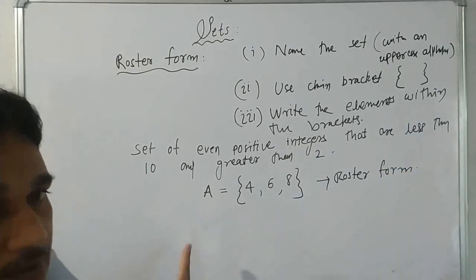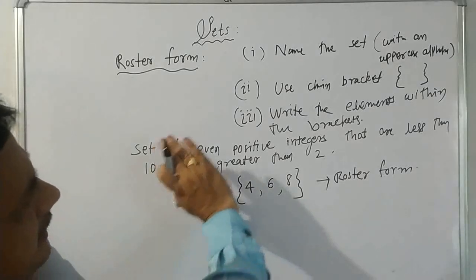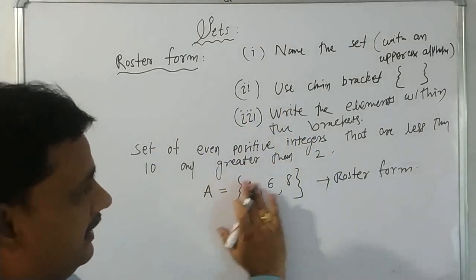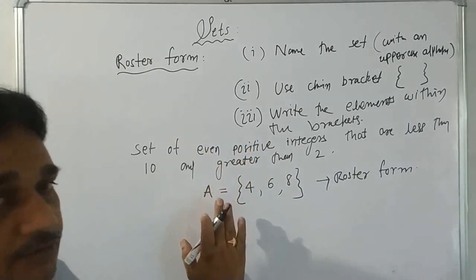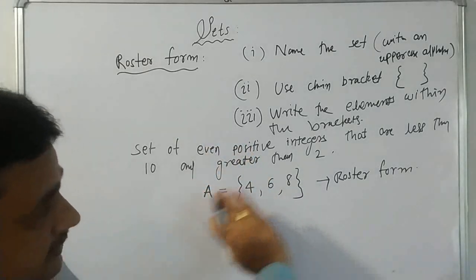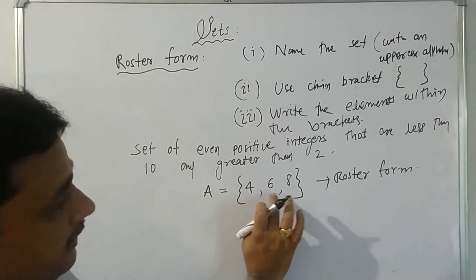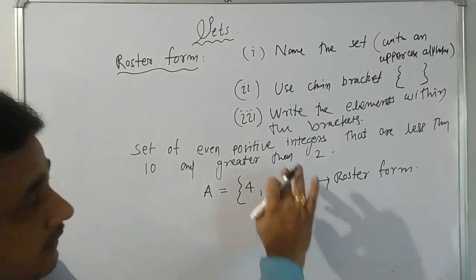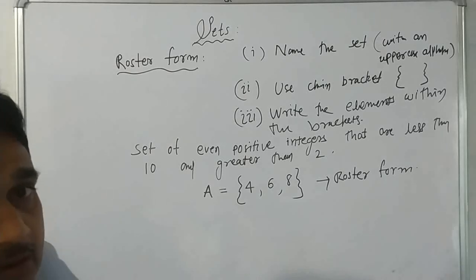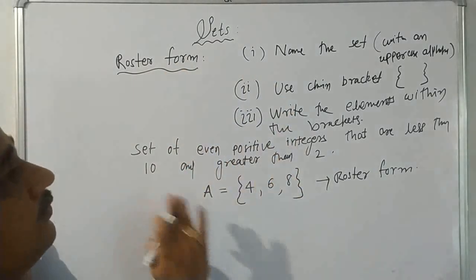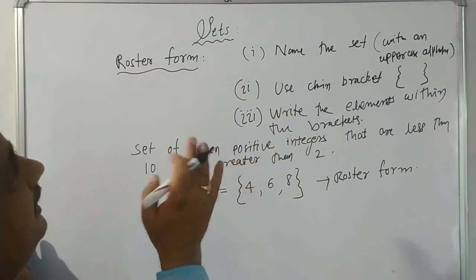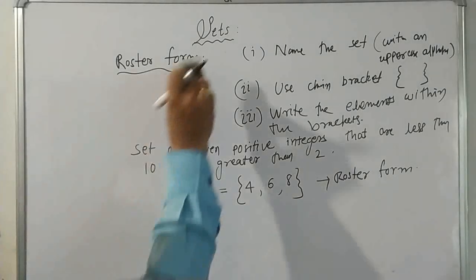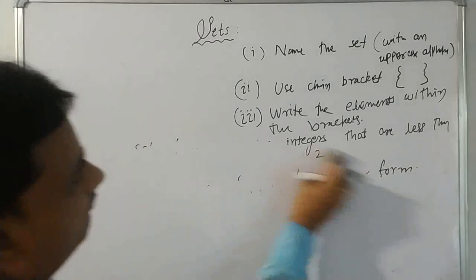Understood? So for a set of anything, the same process: start with a chain bracket, write all the elements, putting commas to separate them, then close it again with the chain bracket. This is the way of representing a set in roster form. Then let us move to set builder form.